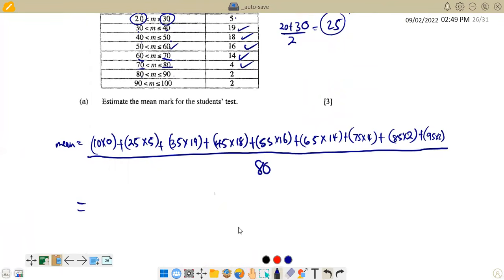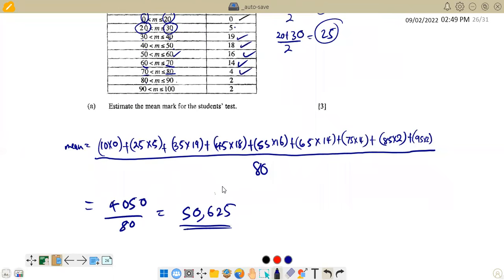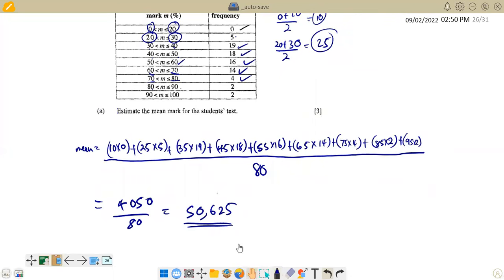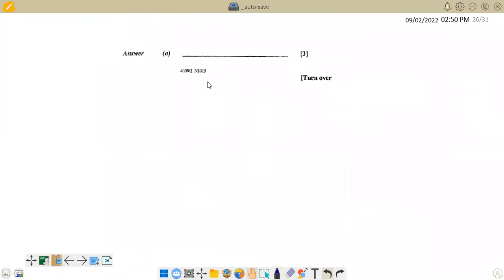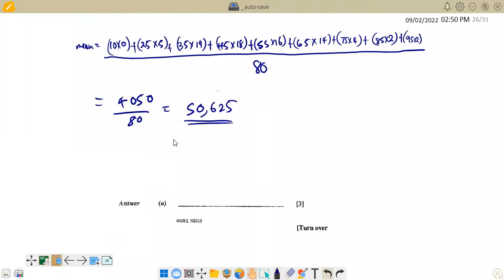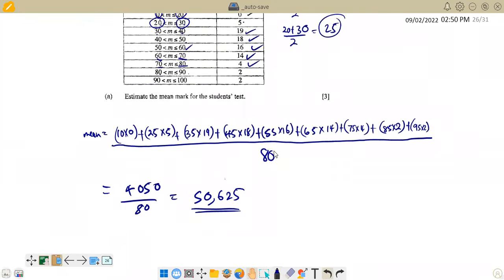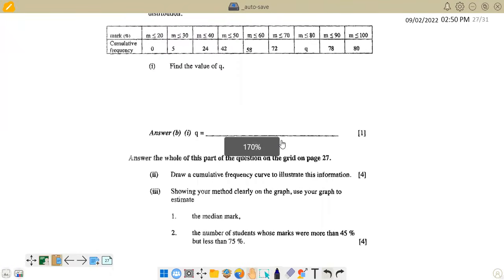You can add everything and combine it, since calculators do this. We are going to obtain something like 4,050 over 80. Then if you divide properly, it is going to give you something like 50.625. So make sure that you apply this calculation, calculate each product, and then add them. That is what we just did for the mean. It's an estimated mean, and that's how you calculate it.